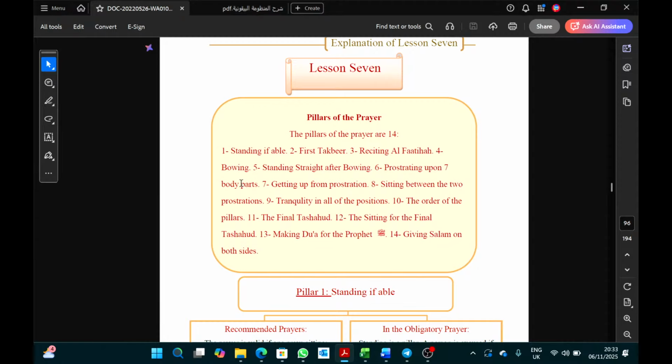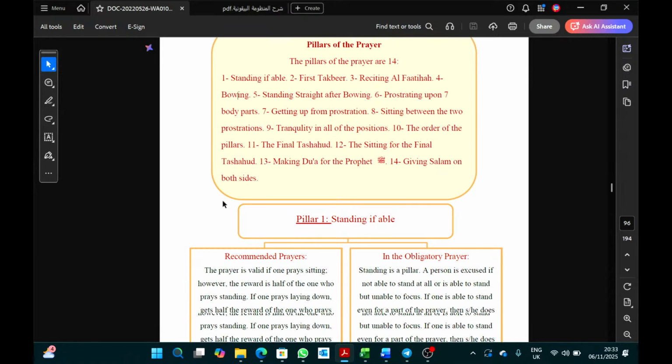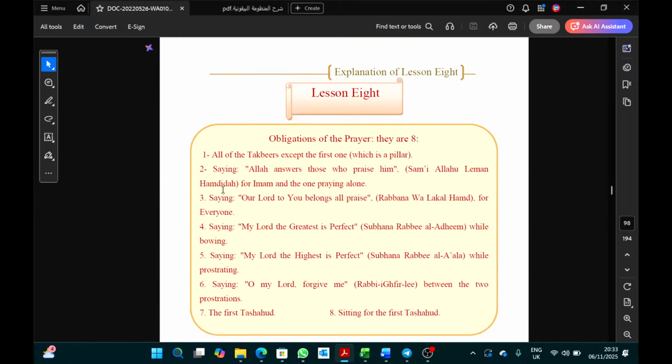Sometimes, subhanAllah, you'll find some people attack us and say, you guys don't love the Prophet sallallahu alaihi wasallam, you don't do it. In our fiqh, our salah is not even accepted without sending salah upon the Prophet sallallahu alaihi wasallam. Then you find many of them don't do it. Number 14, giving salam on both sides. Right, now we come to the obligations.